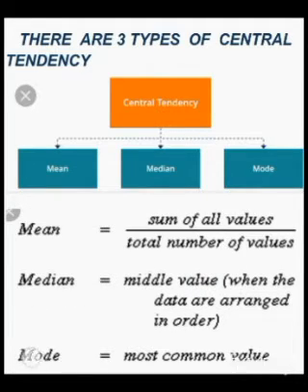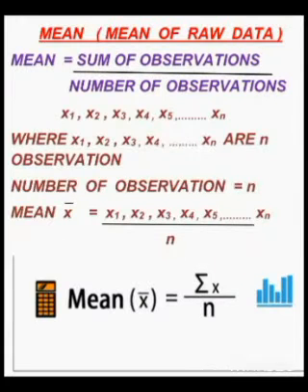Next, what do you mean by mode? Mode means the most common value, the value which occurs most frequently. Today, first let us discuss mean. What do you mean by mean, children? Mean is nothing but the sum of the observations of the data divided by the number of observations.